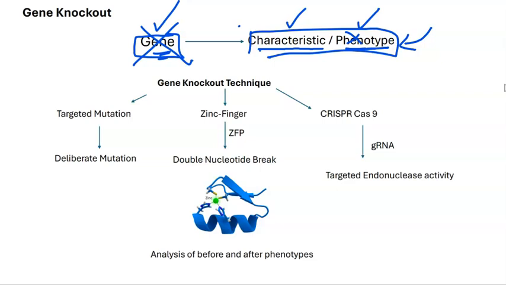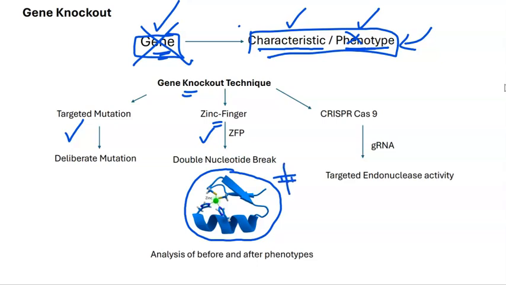The knockout techniques include deliberately mutating genes, targeted mutations, often with chemicals. There's another technique, which is now an old technique, called zinc finger, ZFP. What ZFP does is this molecule called ZFP is introduced, and it causes the DNA molecule to be broken across the gene, and in that way preventing the formation of the natural phenotype.